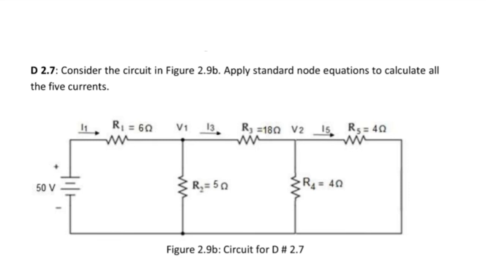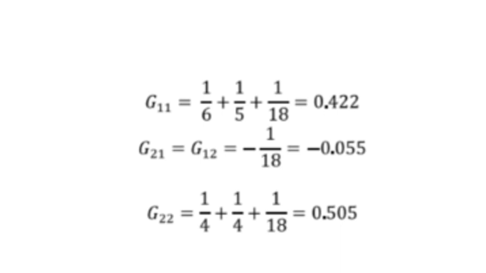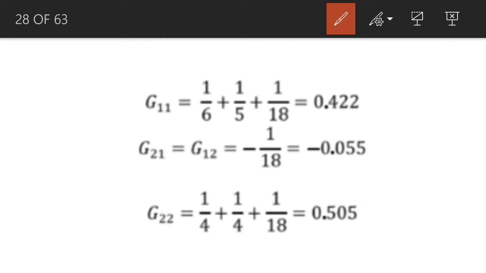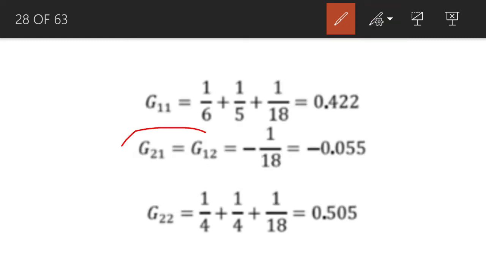This is a solved numerical example from my book. So I would request you guys to have the book. So G11 basically gives you the sum of all the conductances connected to node 1. We have 1 over 6 plus 1 over 5 plus 1 over 18, and we get 0.422 mho.